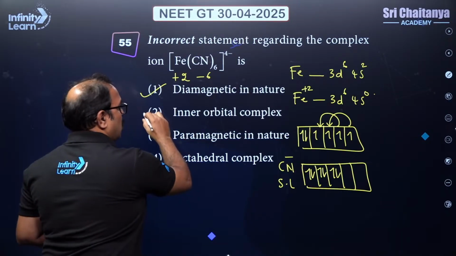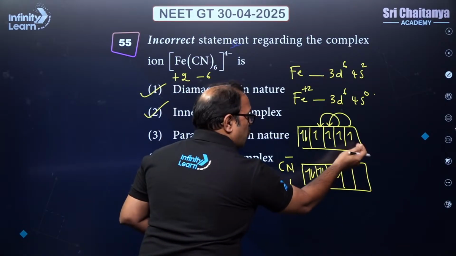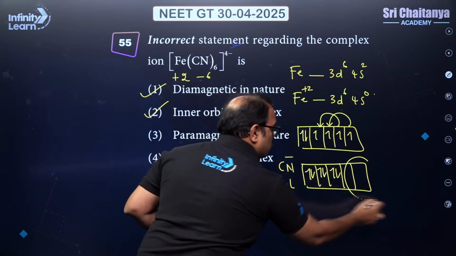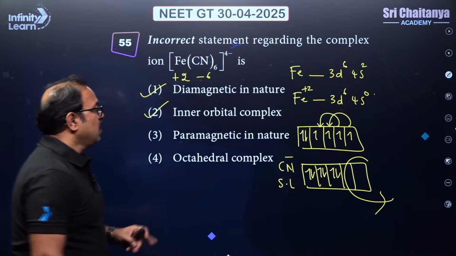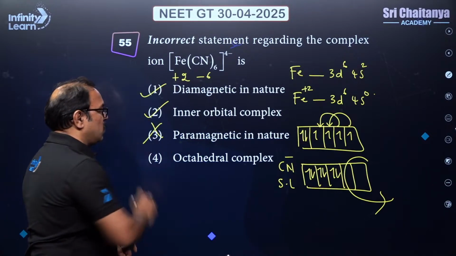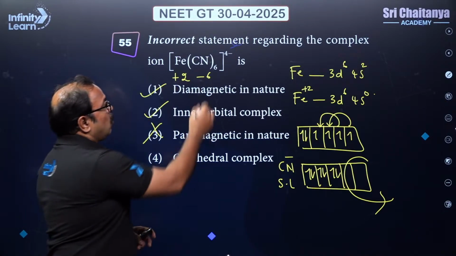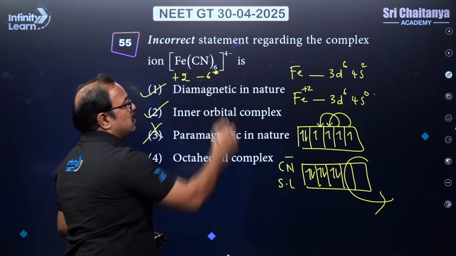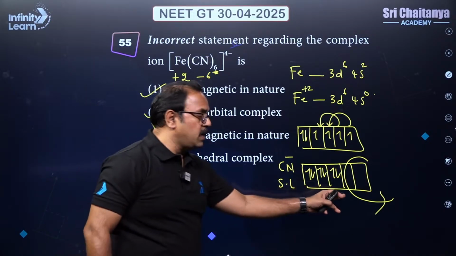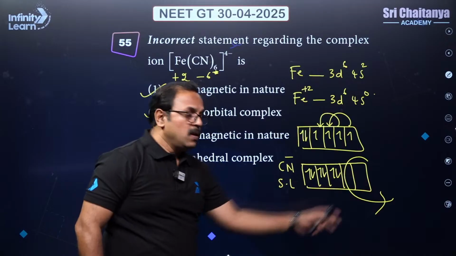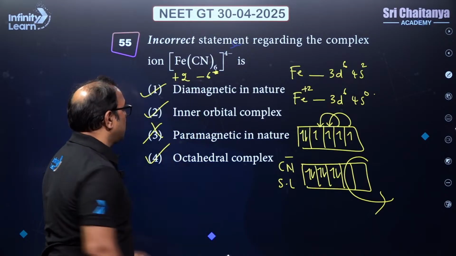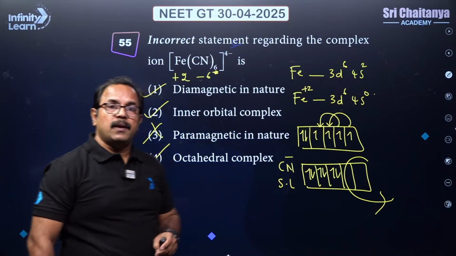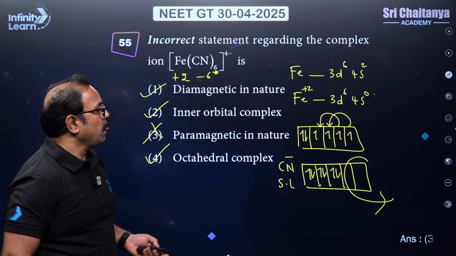Yes, it is an inner orbital complex, because you are pushing the electrons inside, so the inner d orbitals can be used up in hybridization. It is paramagnetic in nature is a wrong statement. Is it an octahedral complex? Yes, the coordination number is 6, and in this case it has the tendency to form d2sp3, so therefore it is an octahedral complex. So the incorrect statement in this case is paramagnetic, that is the third option.